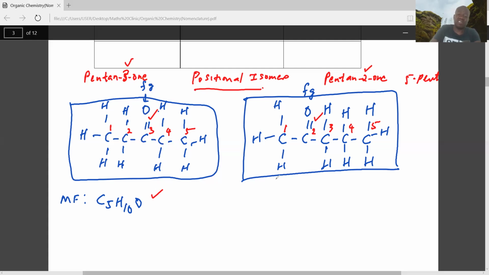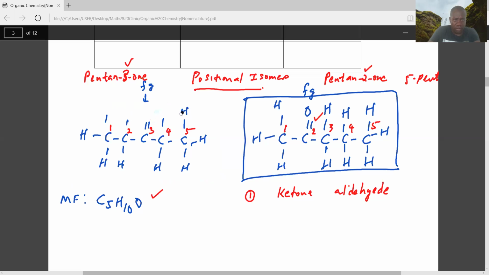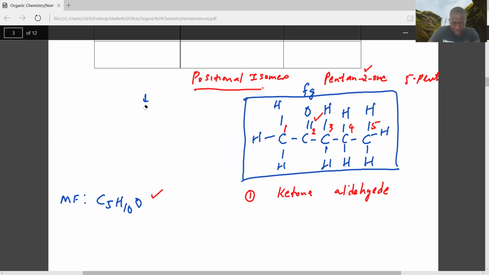But when you talk about functional isomers, remember I said number 1, you need to compare ketone and aldehyde. For example, let's do this. Let's say now I have this. Let's say I want to remain with pentan-2-one. And I want to change this pentan-2-one, remember it's a ketone, to now be an aldehyde. I'm changing a ketone to be an aldehyde now.